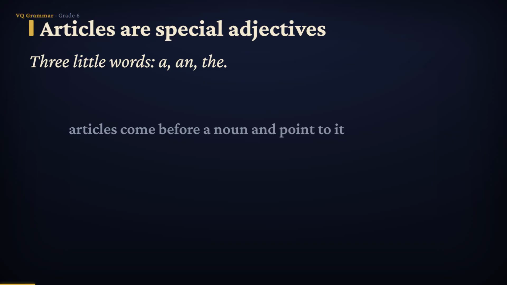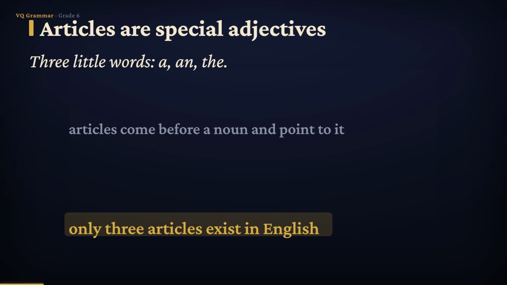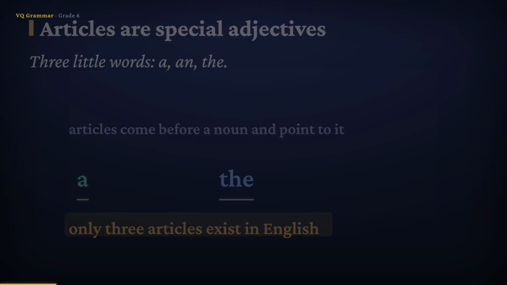An article is really a special kind of adjective, a word that sits right in front of a noun and points to it. There are only 3 of them in the whole language: a, an, and the. That's it. Once you know how these 3 behave, you'll use them without even thinking. So let's meet them properly.